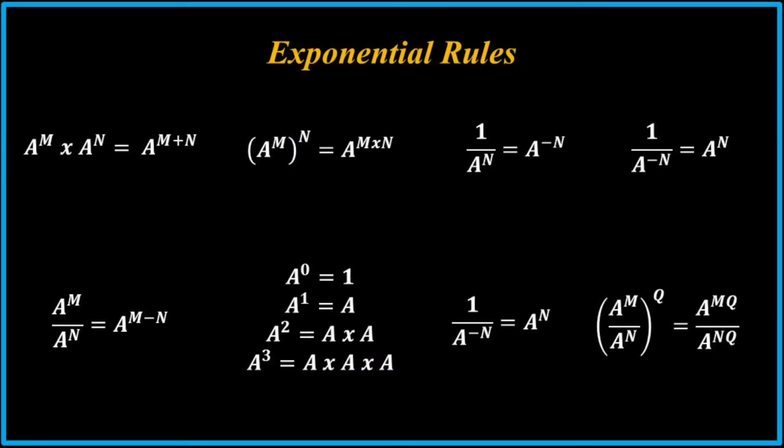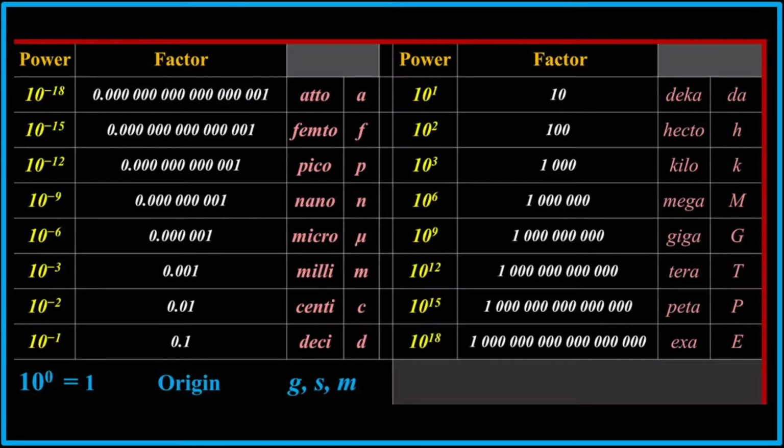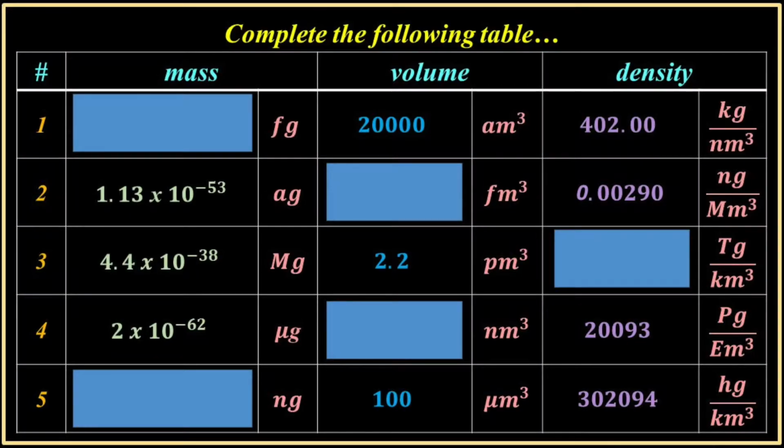Here are the exponent rules that will become very important to you. Here is the table for the prefixes, and here's the first 5 problems. We'll do 20 altogether. So the first one is you're looking for the mass. So it'll be the volume times the density.